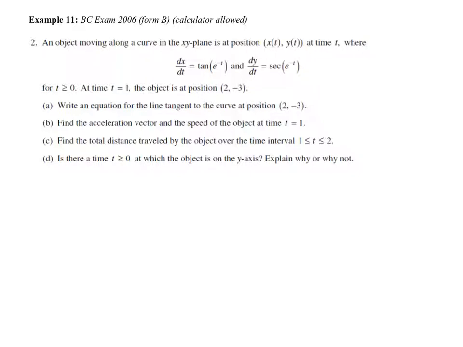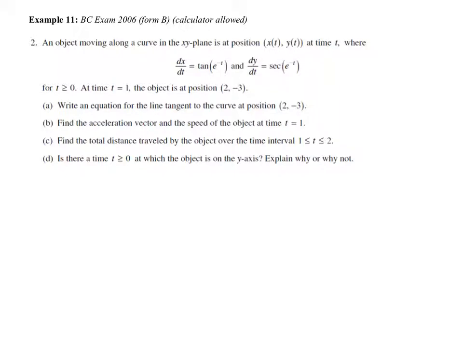So for this one, actually let's back up. We have this object that's moving along a curve and the position is x of t, y of t. However, we're given the derivatives of x of t and y of t. So we have dx/dt and we have dy/dt. When you type in secant to your calculator, there is not a secant button, so you need to use 1 divided by cosine. Make sure you're in radian mode. We also have at time 1, the object is at a position of (2, -3).